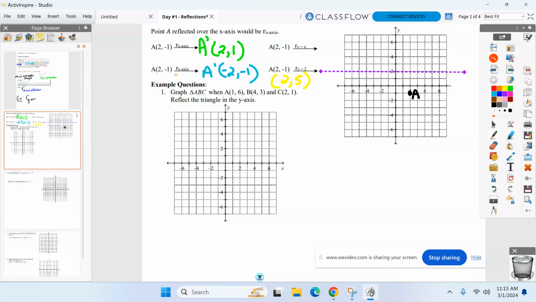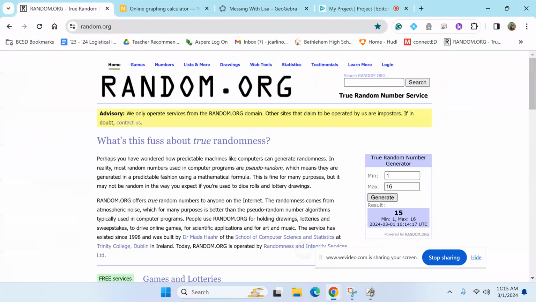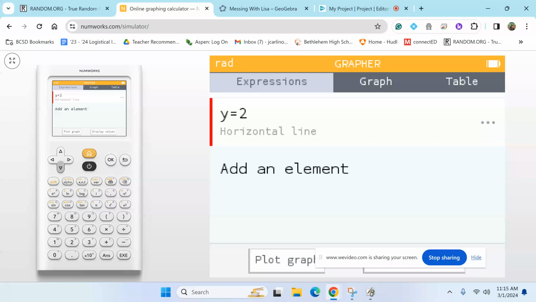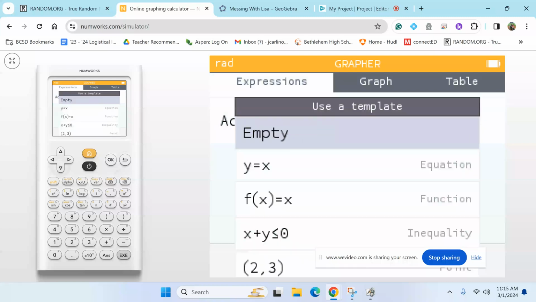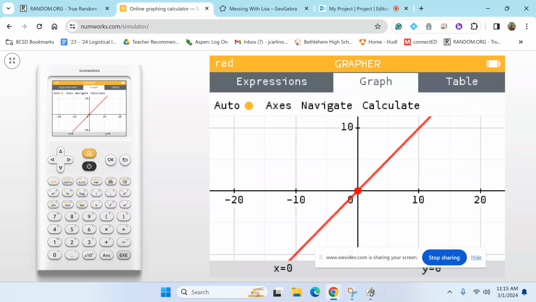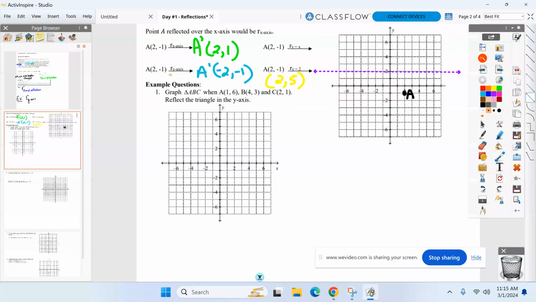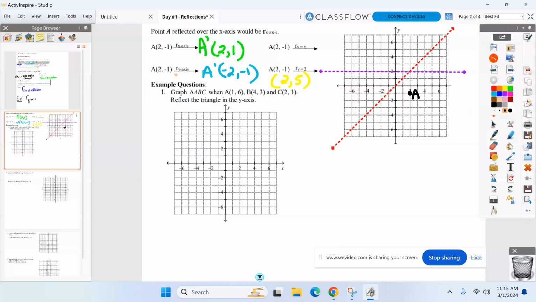How about this last one? Y equals x. Reflect over the line y equals x. Okay, hold on. Let me take a quick look here. What does that line look like? Diagonal. How do you reflect over that? Don't draw it on yours, just let me do it on mine. How am I going to take point A and reflect it over that?